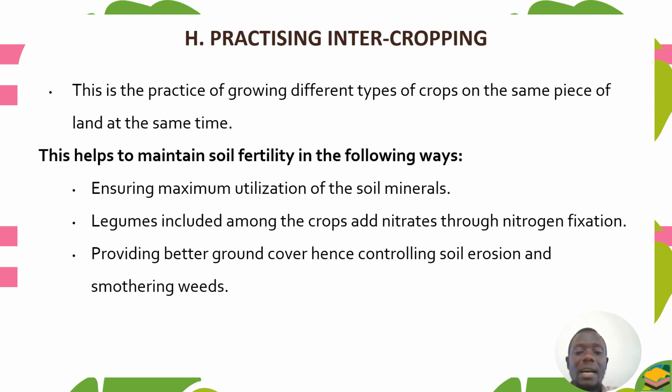Two, it provides better ground cover, hence controlling soil erosion and smothering the weeds. So if you plant different kinds of crops on the same field, it means you are providing ground cover. If there is ground cover, it means you are controlling soil erosion, and also you are smothering the weeds.